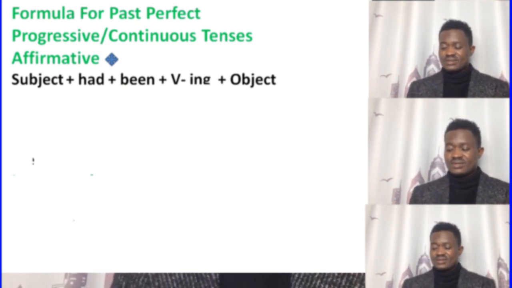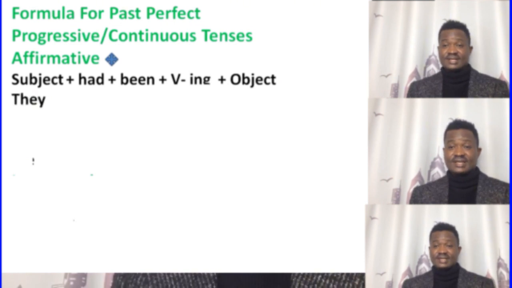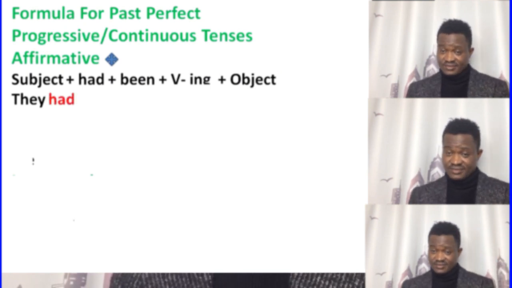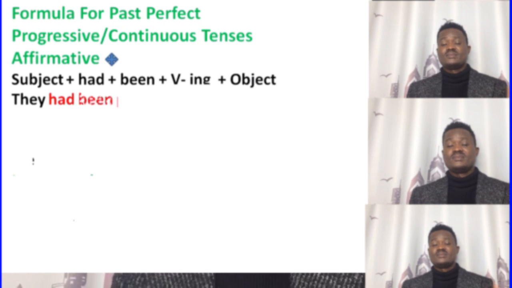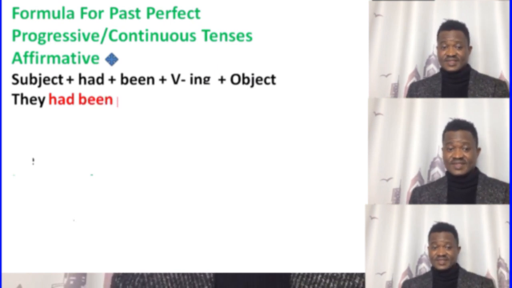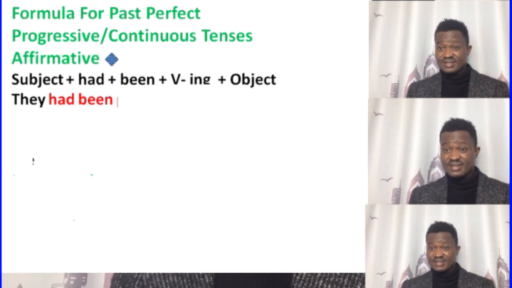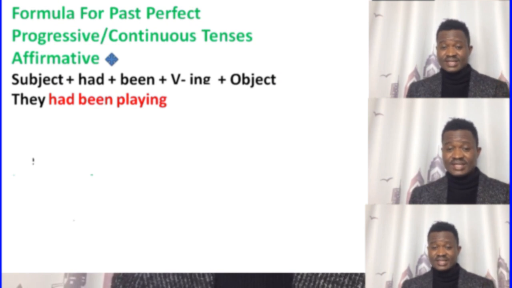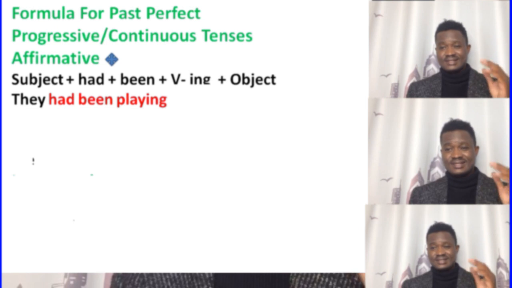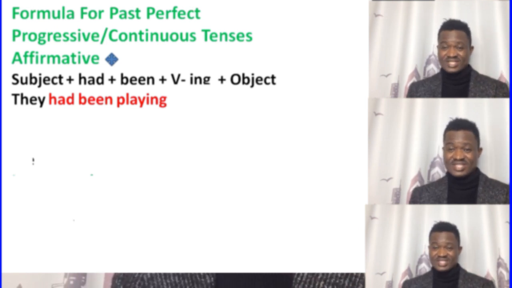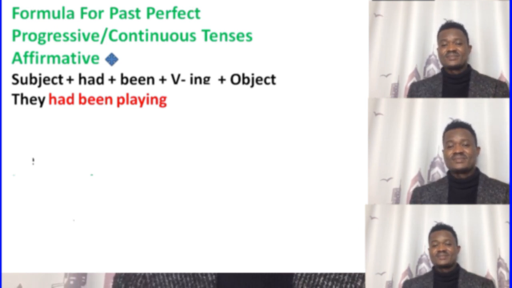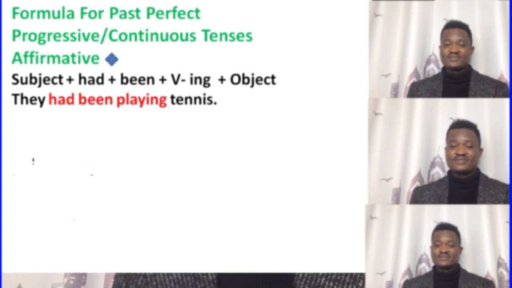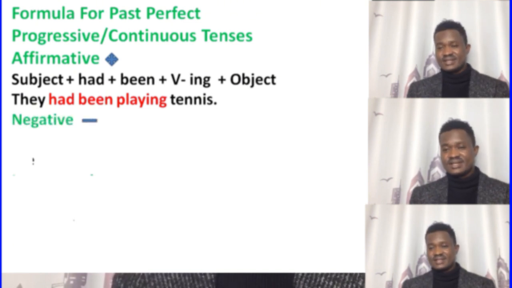All right. So in this example, they is the subject, had is an auxiliary verb, been is a state of being. Playing, so playing is the what? The verb-ing. That is a continuous tense. Tennis is the object. So this is the affirmative form. All right. So let's go to the negative form.